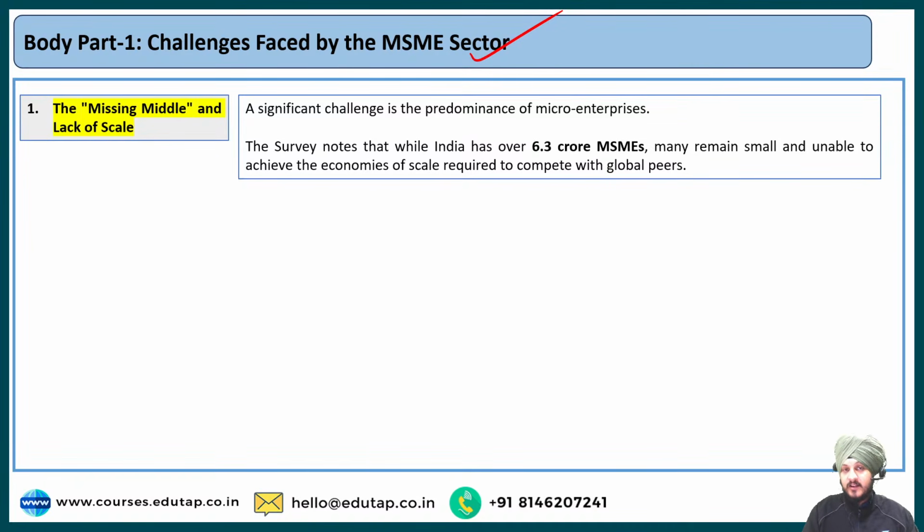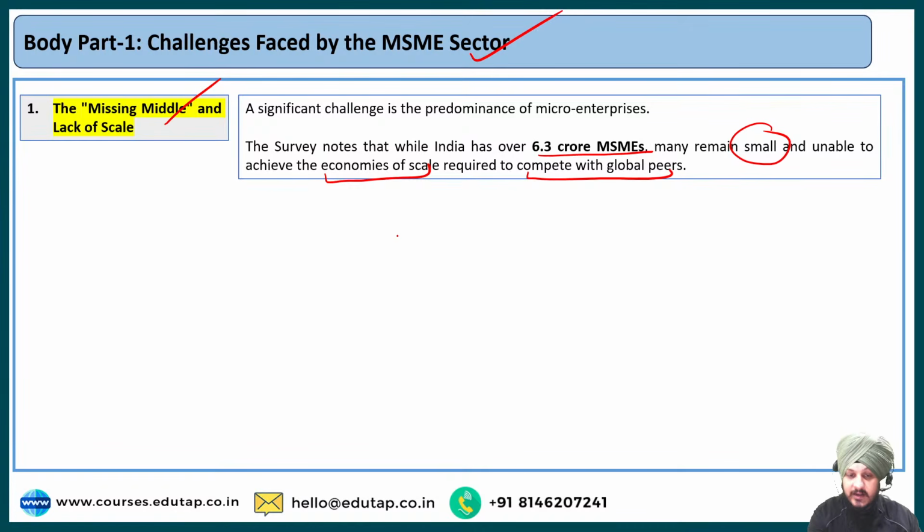in India as highlighted in the economic survey. Now first of all, the economic survey talks about the missing middle, right? Where it talks about the lack of scaling in context to the MSME sector. Now the point is that the survey says that while India has over 6.3 crore MSMEs, many remain small and are unable to achieve the economies of scale that is required to compete with the global peers, right?